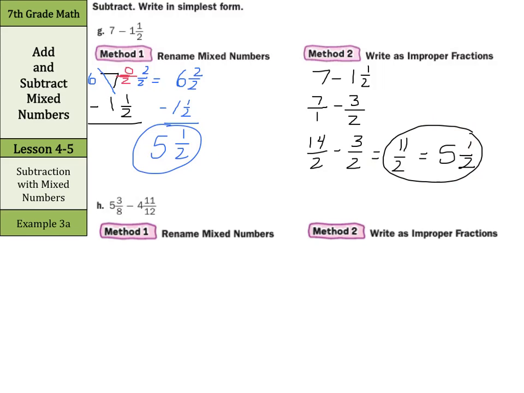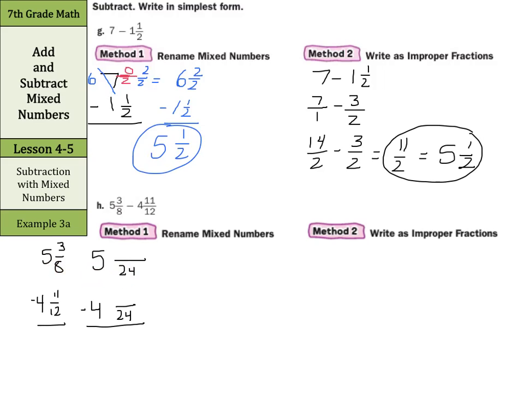What about our next fraction? We have 5 3/8 minus 4 11/12. Now, I would not recommend multiplying 8 by 12 here to get your lowest common denominator. If you think about your multiples of 8 and 12, well, 12, 24. Can I get 8 to 24? Sure, 8, 16, 24. So this is going to be 5 and so many 24ths minus 4 and so many 24ths.